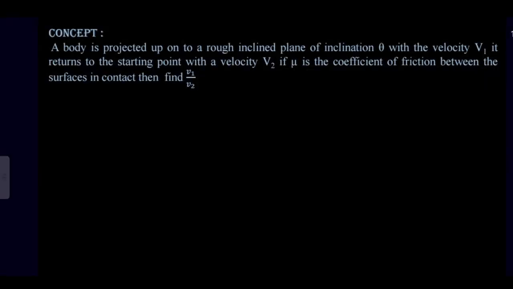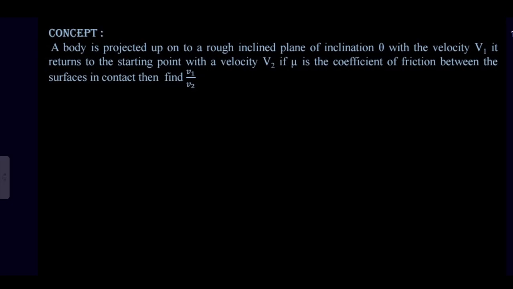See in this problem, a body is projected up a rough inclined plane of inclination theta with a velocity v1. It returns to the starting point with a velocity v2, and then find the ratio of v1 by v2. We have thrown it with some velocity and then it is returned back.